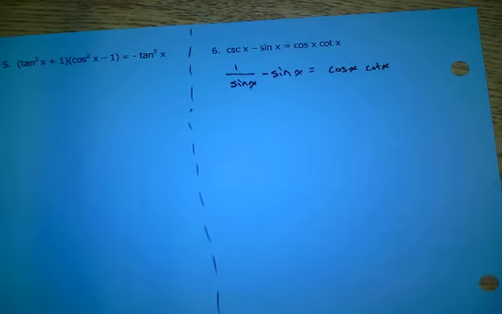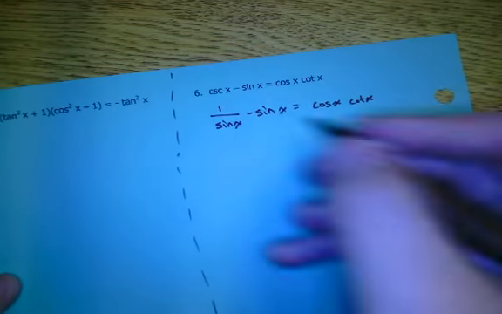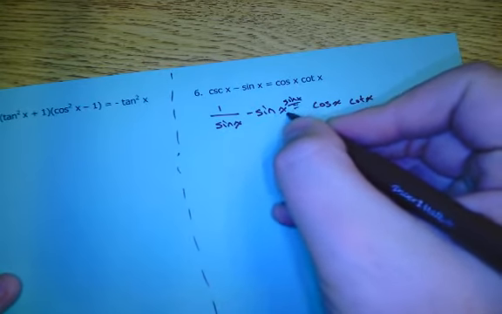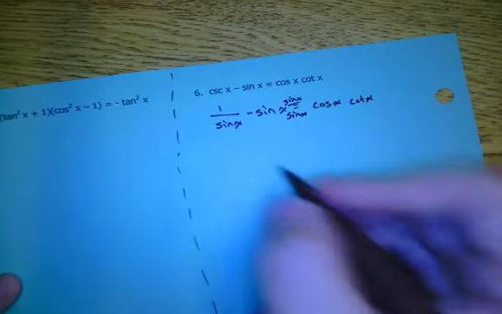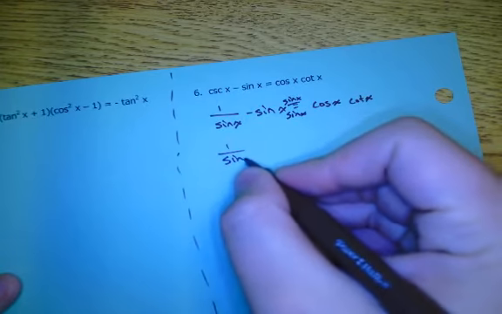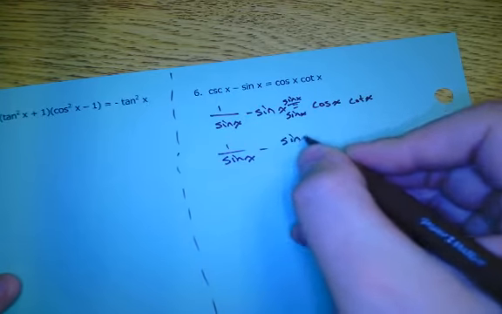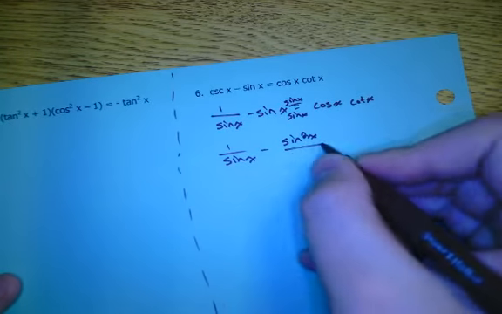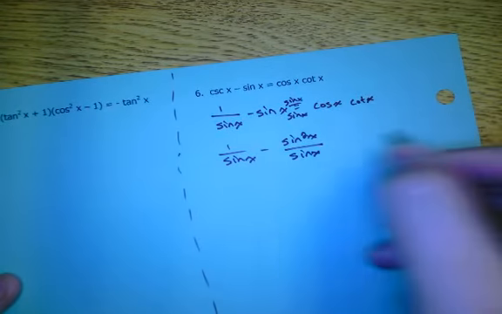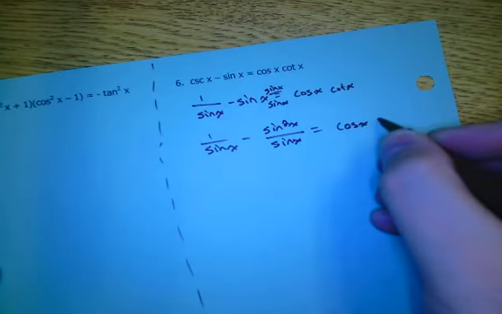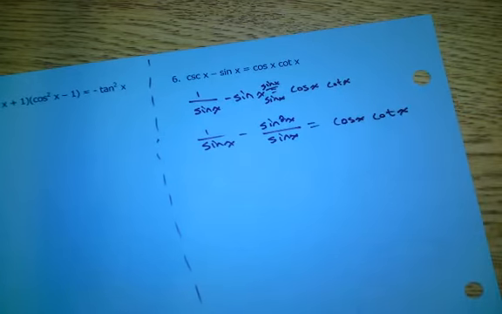Okay, what else can I do on the left-hand side? Make the other one a common denominator. Okay, so what's the common denominator going to be then? So multiply this side by sine x over sine x. So 1 minus sine x. Or sorry, 1 over sine x minus sine squared. Is that correct? If I say so.